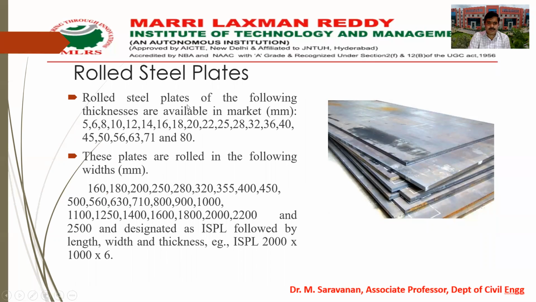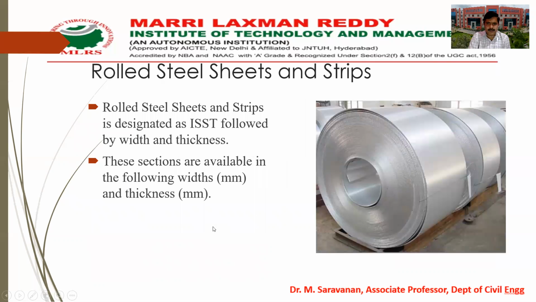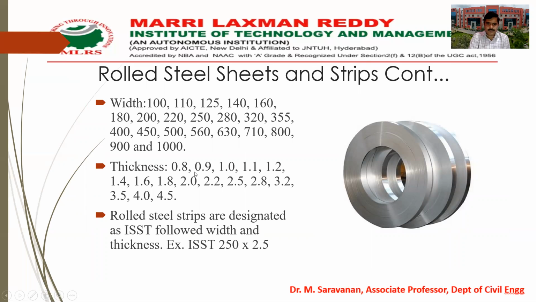Rolled steel plates. Rolled steel plates are available in different thicknesses, and you can also get different widths. And rolled steel sheets and strips. So this is the rolled steel sheet, ISST. These sections are available in width and thickness, for example ISST 250 by 2.5, which means 250 mm width and 2.5 mm thickness. Indian Standard rolled steel sheets or strips.